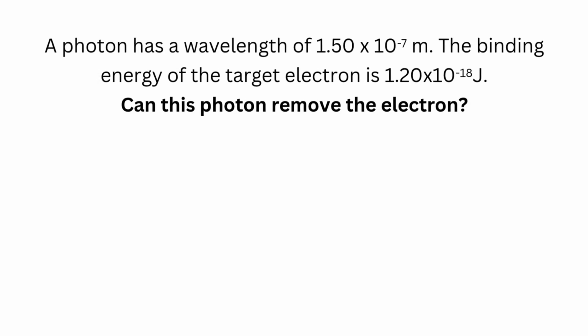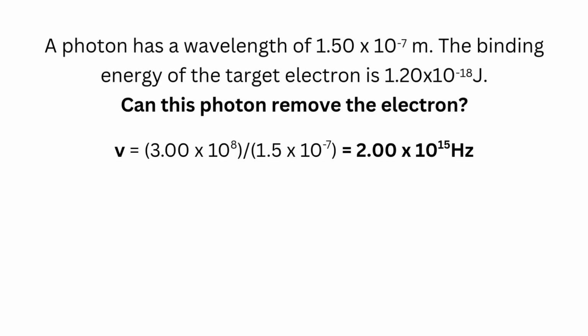Example: a photon has a wavelength of 1.5 × 10^-7 meters. The binding energy of the target electron is 1.2 × 10^-18 joules. Can this photon remove the electron? Step 1: use c = λν to calculate the frequency. So ν equals 3 × 10^8 divided by 1.5 × 10^-7, which gives us a value of 2 × 10^15 Hz.